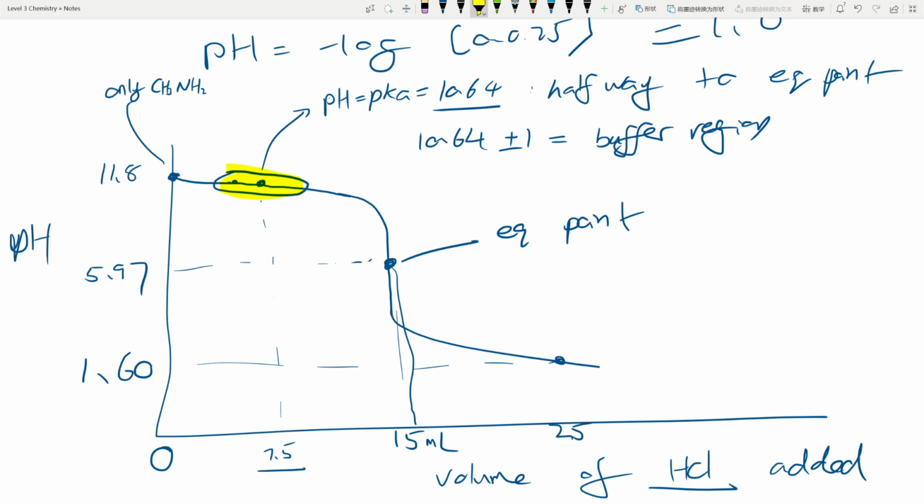Just always remember at each point, what are they asking you to do? What are the species that you're trying to calculate? And then just remember your equations, chuck them in, and then you do quite well.